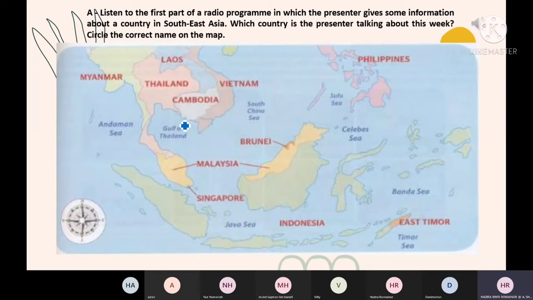All right. The task asks you to listen to the first part of a radio program in which the presenter gives some information about a country in Southeast Asia. So which country is the presenter talking about this week? Circle the correct name on the map. All right.